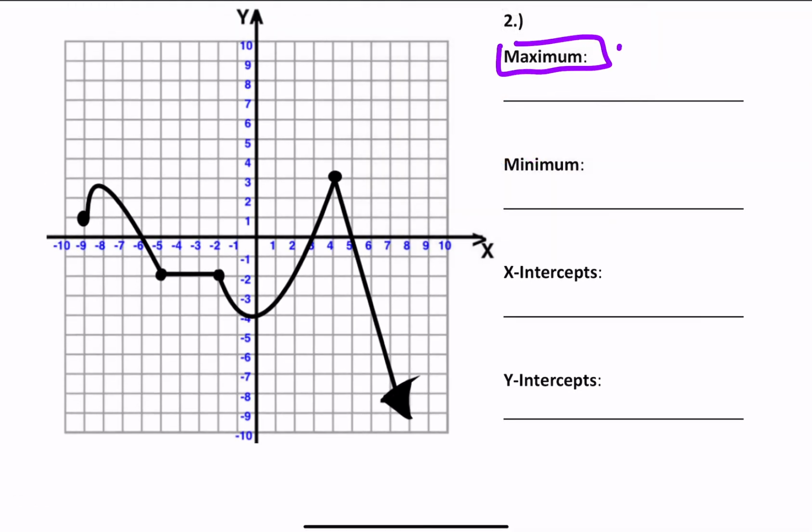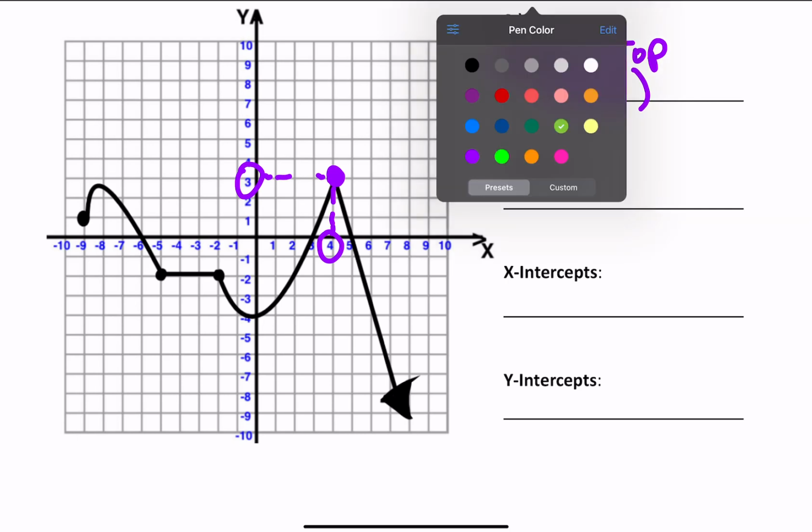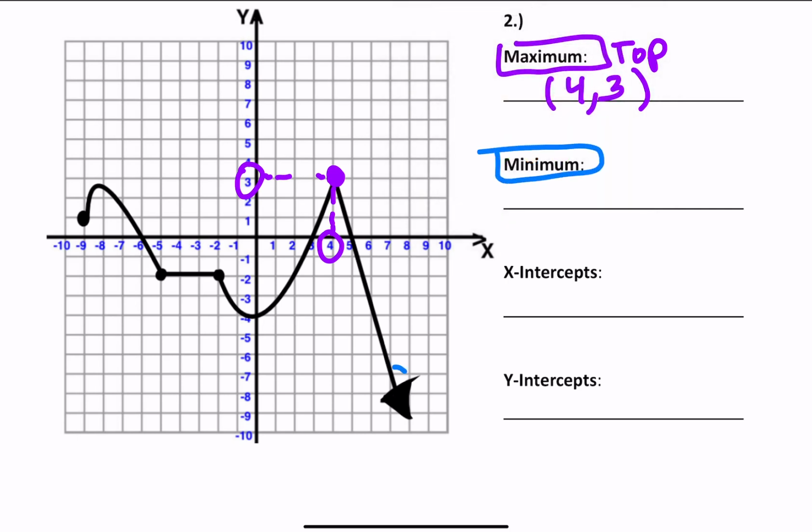Looking at the next one, the maximum. Again, that's that top. The maximum here, the x value is 4, the y value is 3, and it's a location, so we use round brackets. The minimum has an arrow, so since we have an arrow, there is no minimum. You can't locate the arrow because the arrow goes forever.